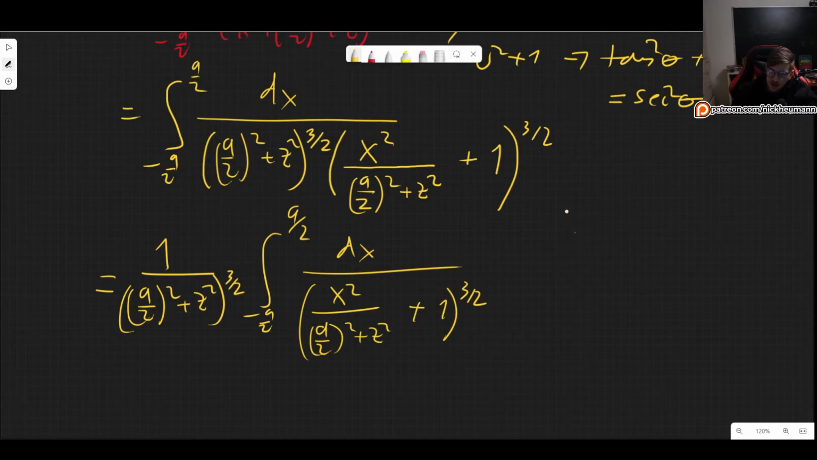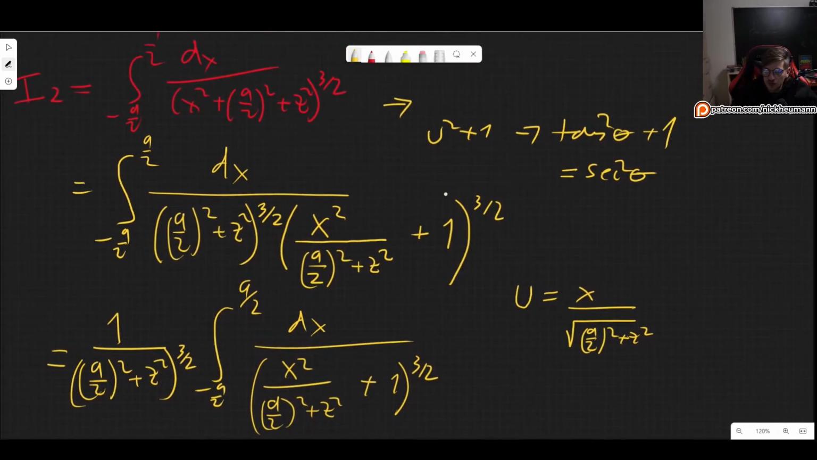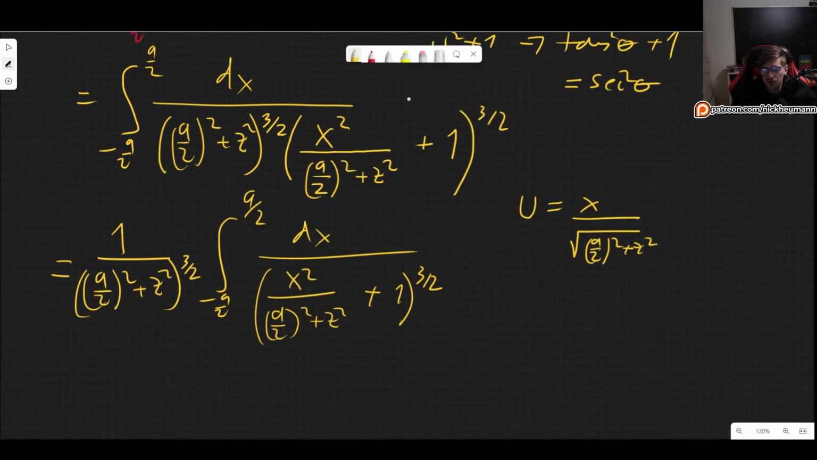You can do an intermediate step and say u is equal to x divided by the square root of what we have underneath, so a over 2 squared plus z squared. Okay, and why does it have to be the square root? Because we want this thing to be squared, right? We want that to be u squared. So for that to be u squared, we need to take the square root of this. So the square root of x squared is x, and we need to take the square root of that. Okay, so you can do that so that you end up with u squared plus 1, and then you can apply the tangent. I will do this right away.